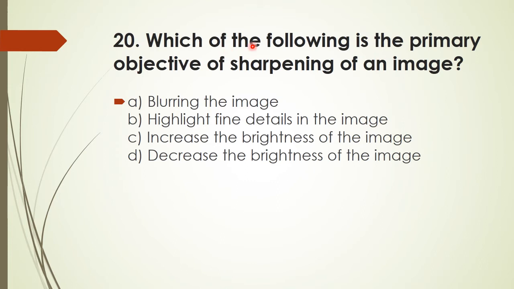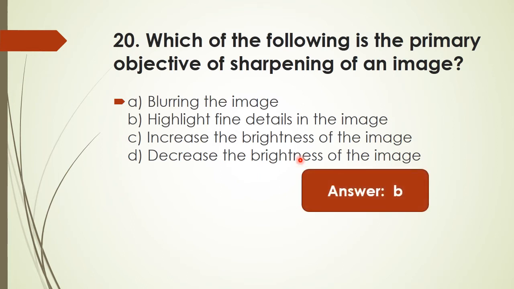Next question. Which of the following is the primary objective of sharpening of an image? Option A, blurring the image. Option B, highlight the fine details in an image. Option C, increase the brightness of the image. Option D, decrease the brightness of the image. The correct answer is option B, highlight the fine details in the image. This is called as sharpening.